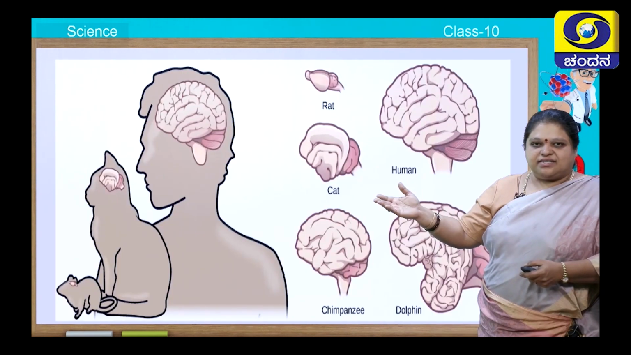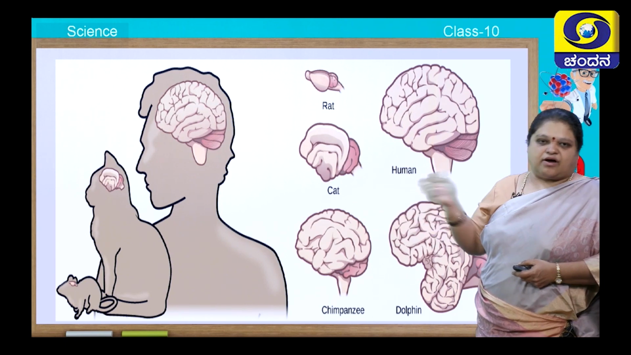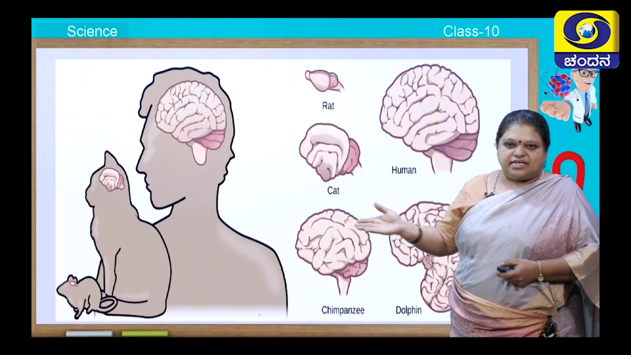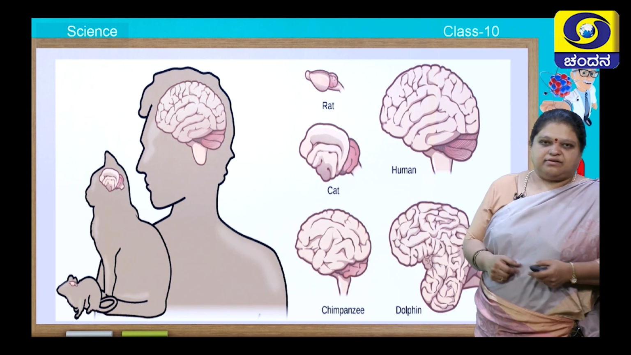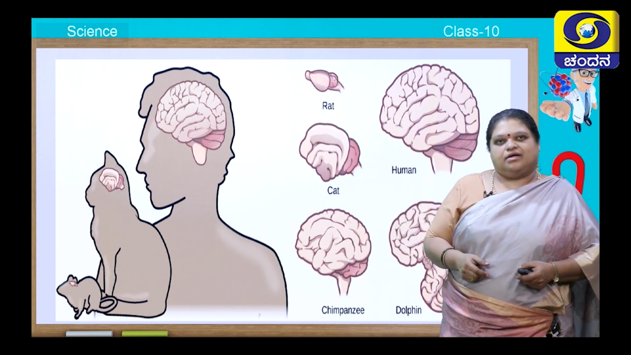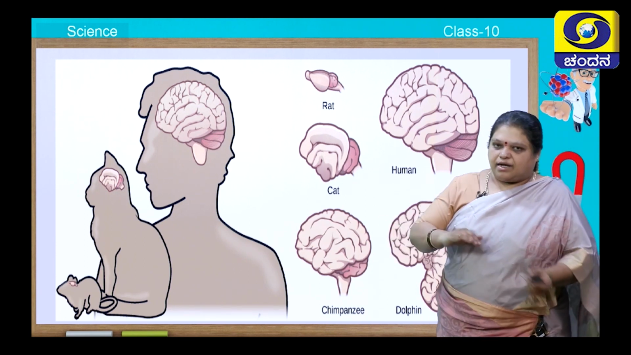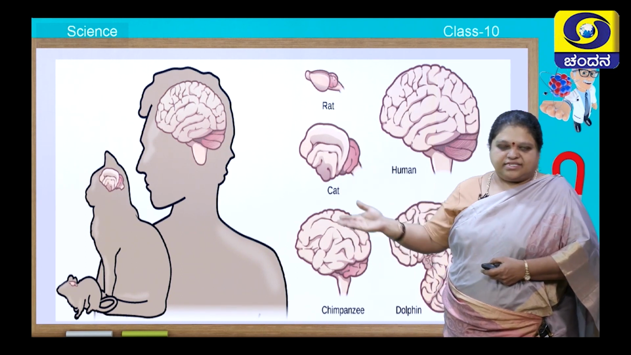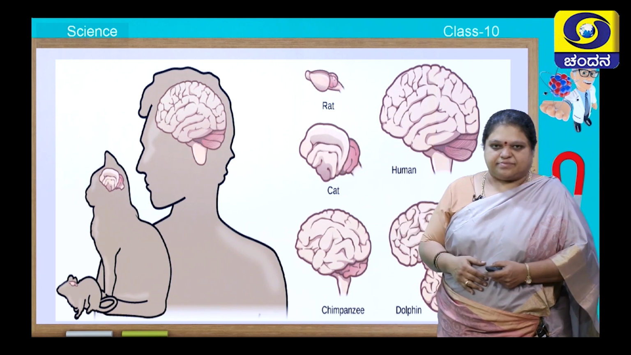Okay, you can see the brain of different organisms. First you can see the human brain, cat brain, rat brain. See the size also. So you can see the difference. You can see the dolphin's brain, how huge it is. So you can compare the size and also the intellect also. So you can see here what are all present here.